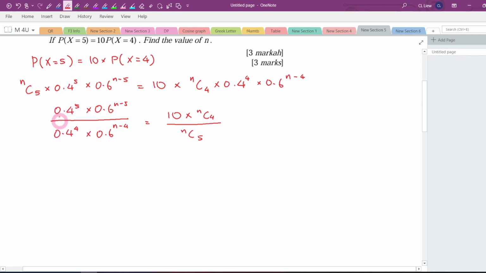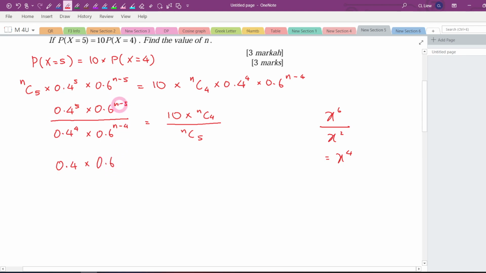Okay, now these two are the same base, right? So let's say if I give you x power 6 divided by x power 2. How do we calculate this one? It's x power 4, right? How do we get 4? 6 minus 2. We are doing the same thing for this part. So which is 5 minus 4. So it will become 0.4 raised to the power 1. You don't have to write the 1. So here do the same thing, 0.6.